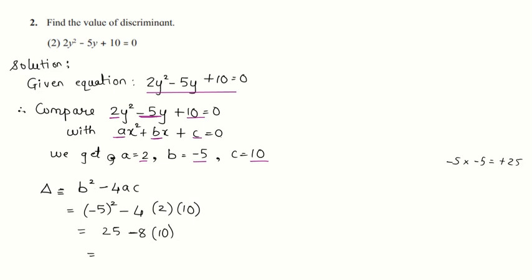Okay, it is 25 minus 8 into 10 is 80. Why minus 80? Because minus 8 into 10, minus into plus is minus, that is the reason we got minus, and 8 tens are 80. Therefore what we will get here, plus 25 and minus 80. Okay, plus into minus is minus, the sign of the bigger number is minus, 80 minus 25 is 55. Therefore we got delta is equal to 55, which is the answer.